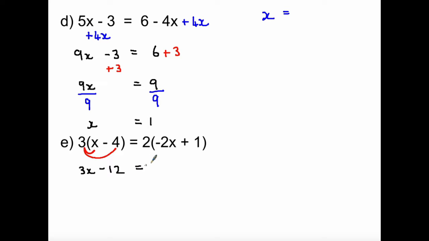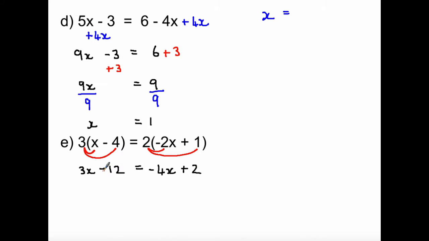And on this side, the 2 does the same thing. The 2 multiplies to the first term, and the 2 multiplies to the second term. So what I have here is 2 multiplied by negative 2x is negative 4x, and 2 multiplied by 1 is 2. Now I'm in the same position. Pause the video and try and solve it yourself.